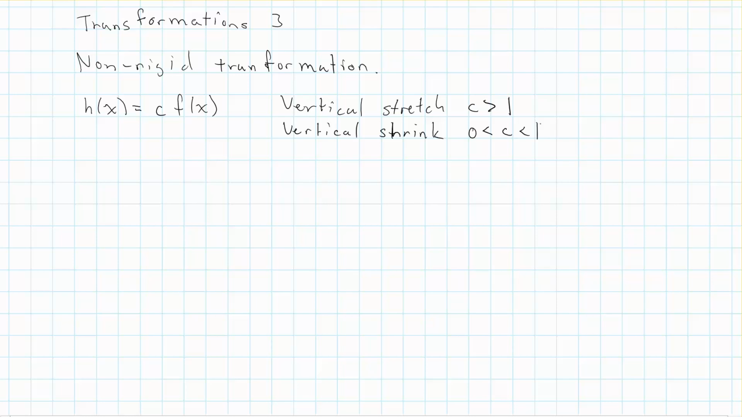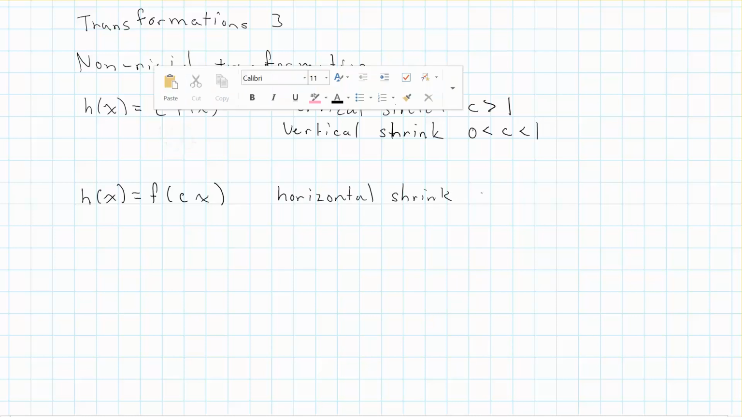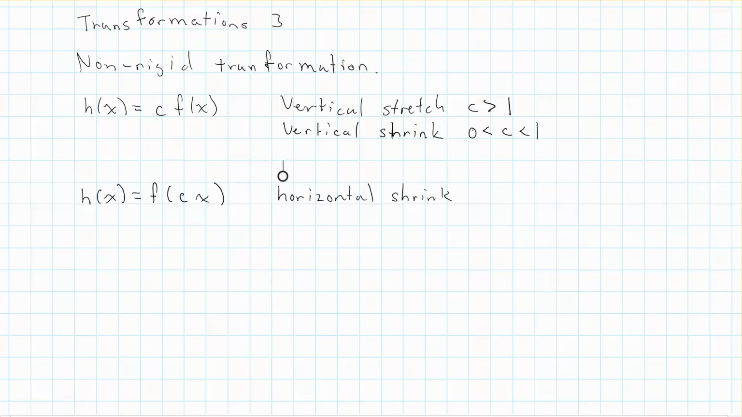between 0 and 1. And we also have a horizontal stretch and shrink, and you might guess that this is when you have f at c times x for your function, and this is the exact opposite. This is a horizontal shrink when c is bigger than 1, and it's a horizontal stretch when c is between 0 and 1.